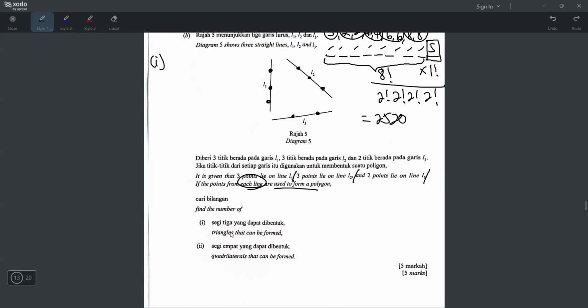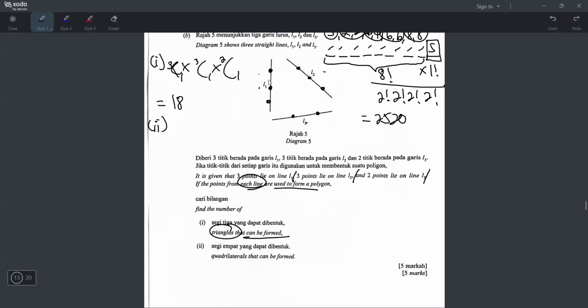Now let's do one. Find the number of triangles that can be formed. Okay, triangle, there's only 3 lines, right? And if you want to use all the lines, that means each line can only choose 1 point. So if you choose one here, it will be 3C1, choose one here, it will be 3C1, and choose one here, it will be 2C1. And then you just times them together, and you'll get 18, and that's the answer.